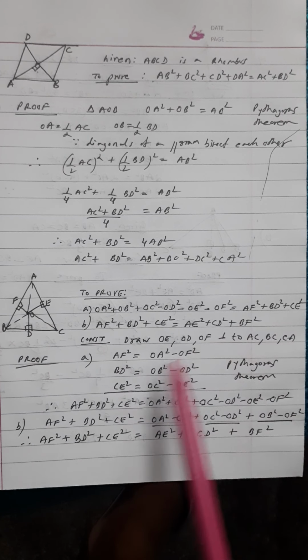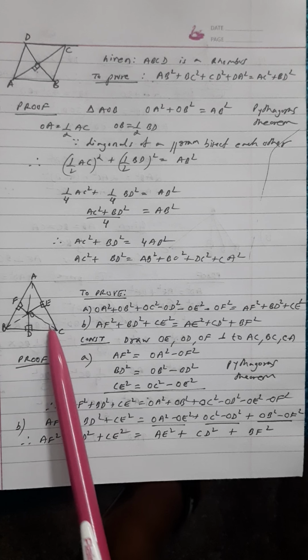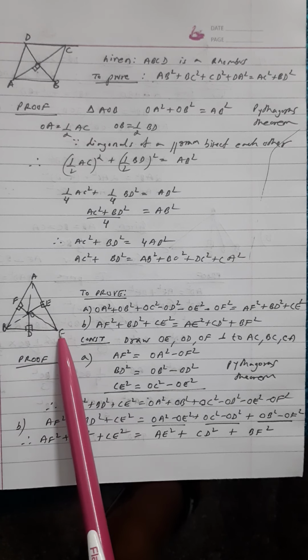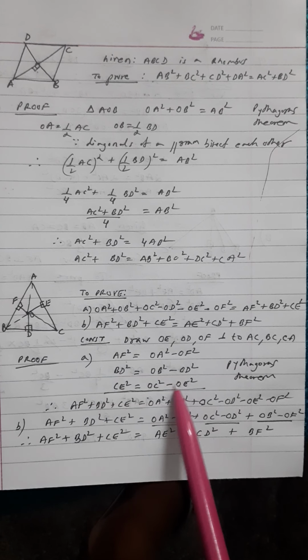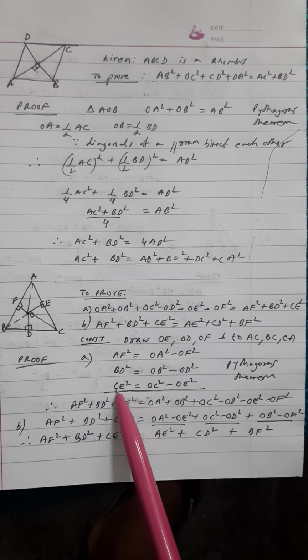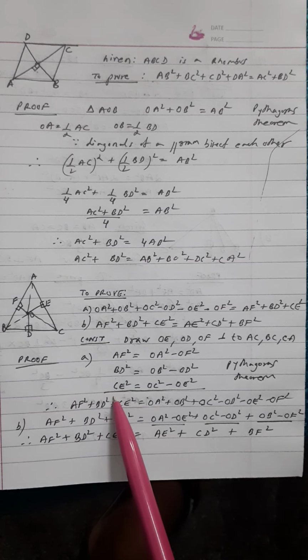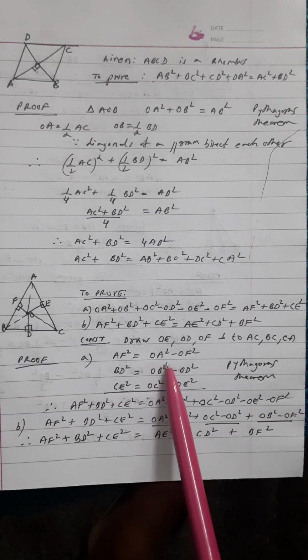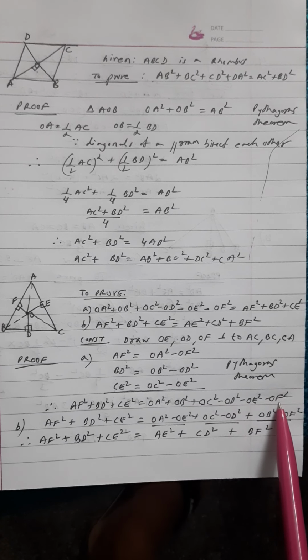Similarly, we have to find CE square. If you take this triangle OEC, CE square will be OC square minus OE square. So we've got three equations, all based on Pythagoras theorem, right? And now we are going to add all these. So we'll get the result AF square plus BD square plus CE square equal to OA square plus OB square plus OC square minus OD square minus OE square and minus OF square.